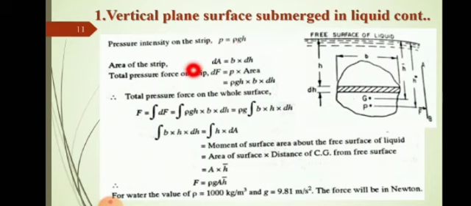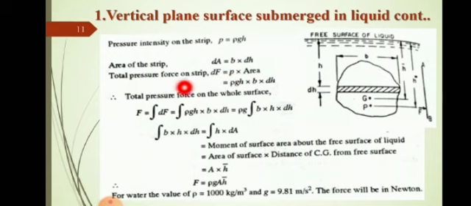Now what is the area of the strip? As we know, dh is the depth of the strip and b is the width of the strip. You can take this as a rectangular strip. So the area dA, why we are calling it as dA? Because it is a small area of the total area. So dA is equal to b into dh.